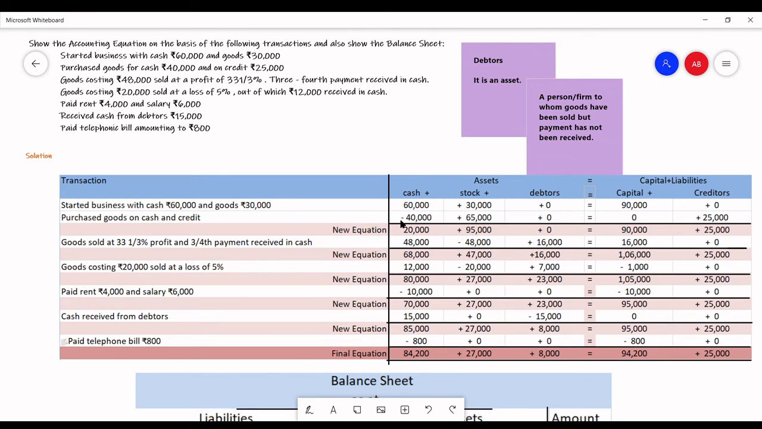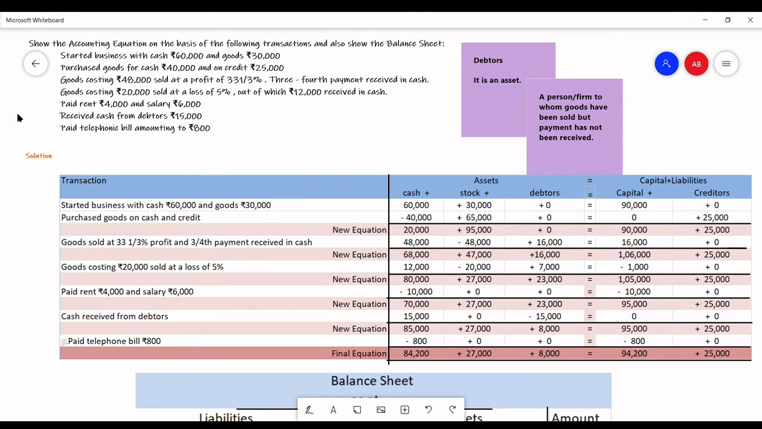On adding my transactions, my new equation stands at cash 20,000, stock at 95,000, and capital balance is 90,000, and my creditors become 25,000. There's no amount for the debtors till now.